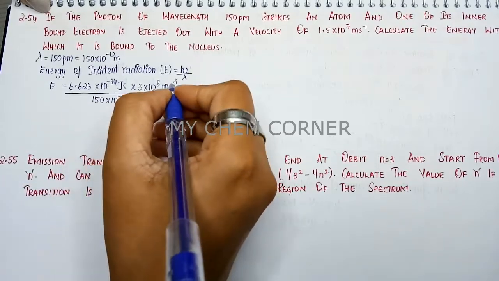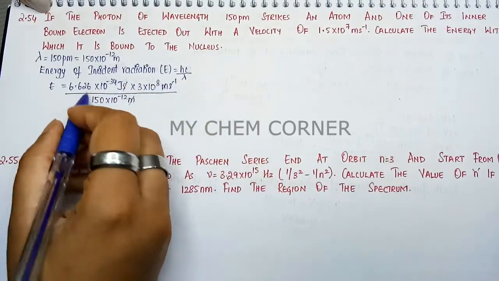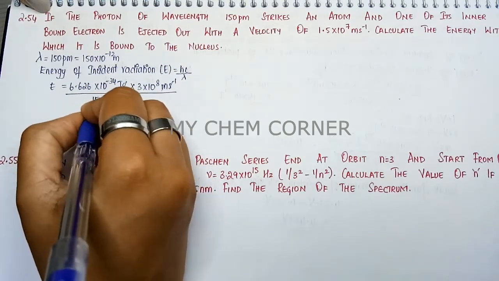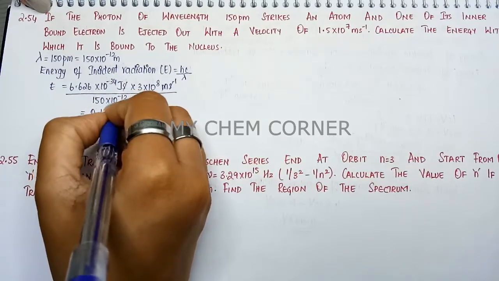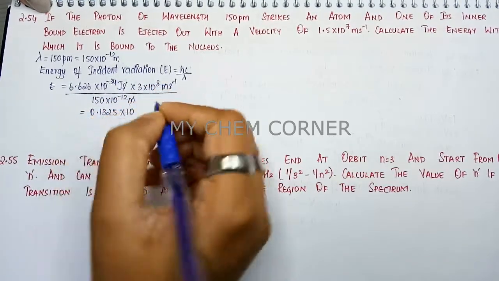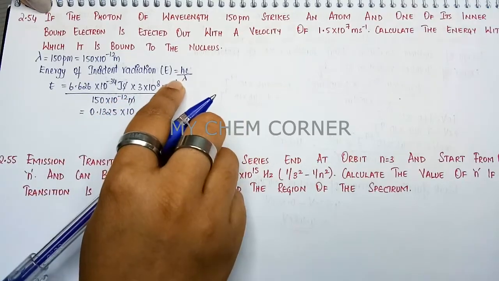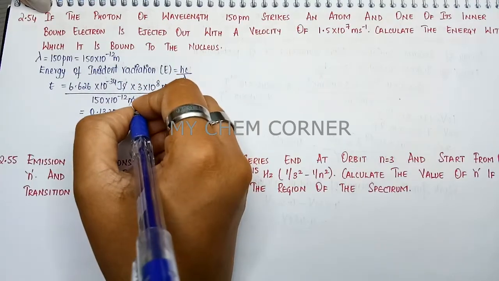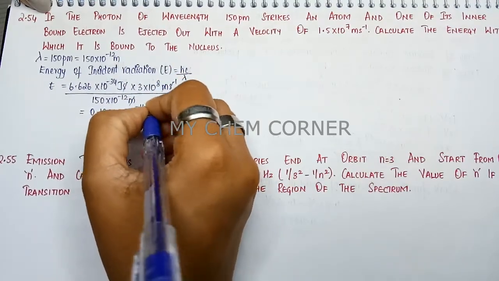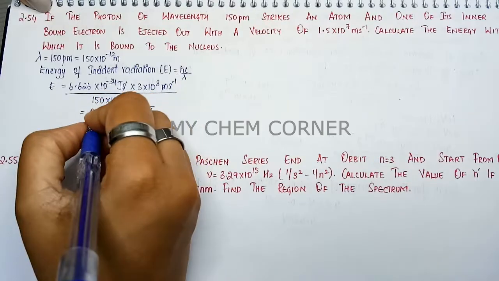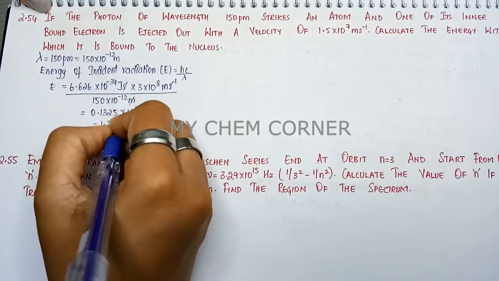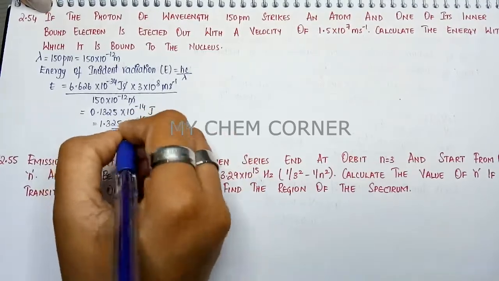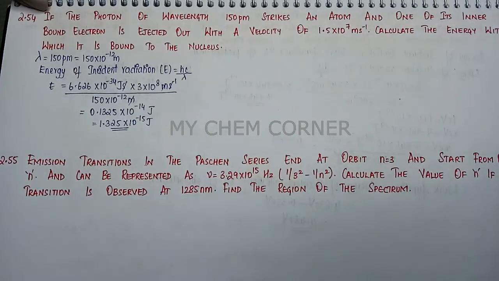Meter and meter will get cancelled, seconds inverse and seconds will get cancelled. When we solve 6.626 into 3 divided by 150, you will get 0.1325 × 10^-12. When it goes up, it will become plus 12. So minus 34 plus 8 plus 12 will give minus 14 joule. Shift your decimal to the right and this will become 1.325 × 10^-15 joule. This is going to be the energy of the incident radiation.